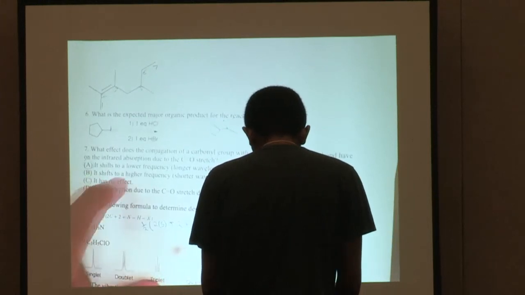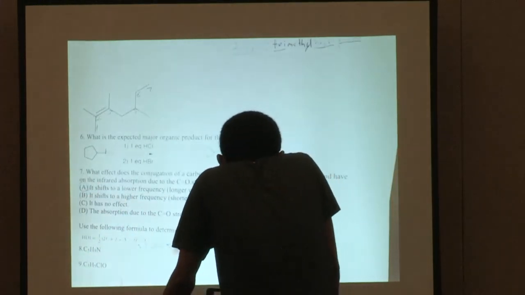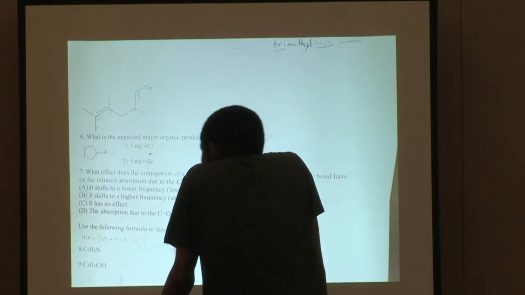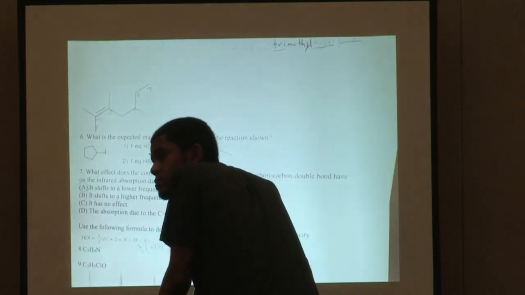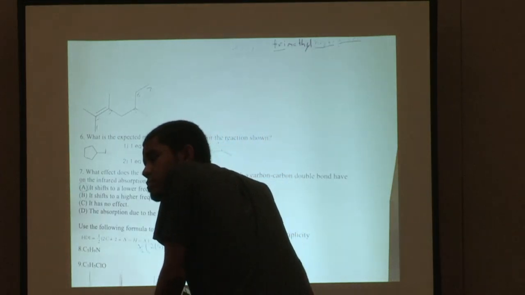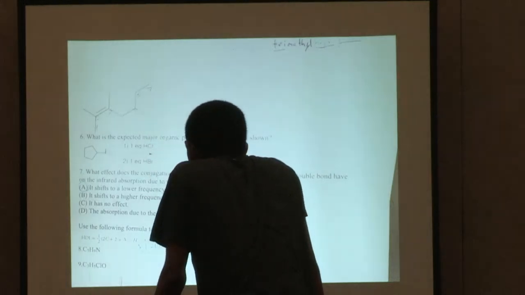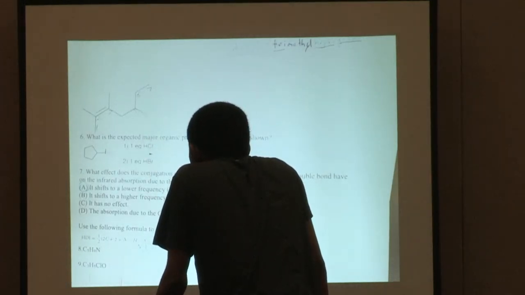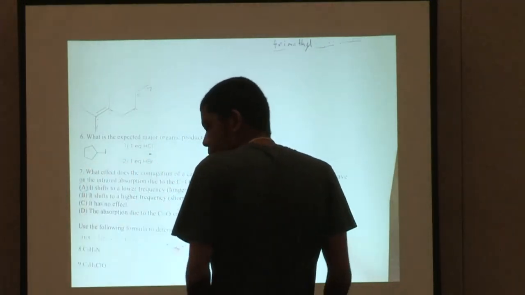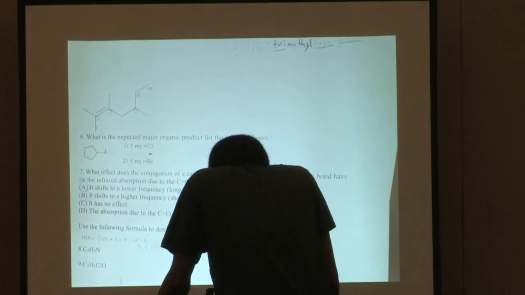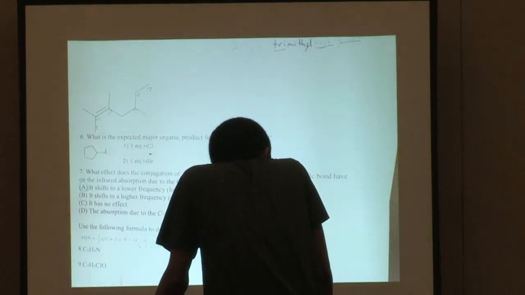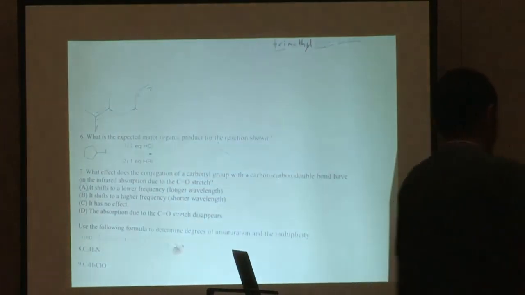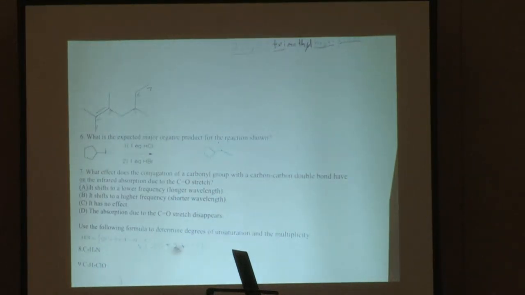All right, so this is just like a definition thing. Do we have to specify the wedge or the dash for that? For number six? Mm-hmm. All right, so for number six, when you have H and Br, you're going to have... One second. Let me make sure before I say anything.